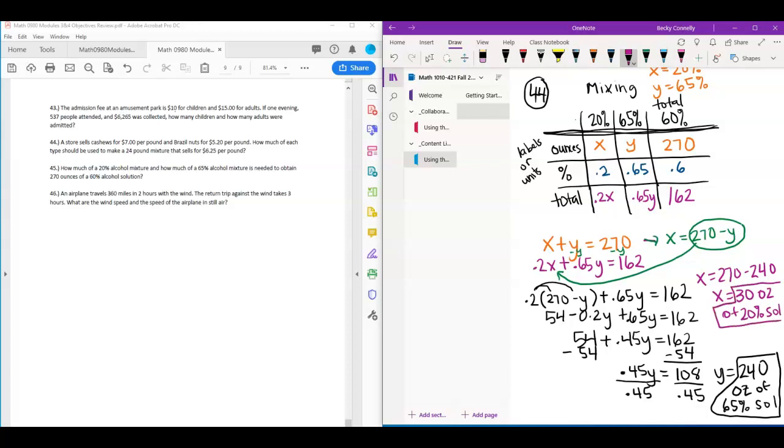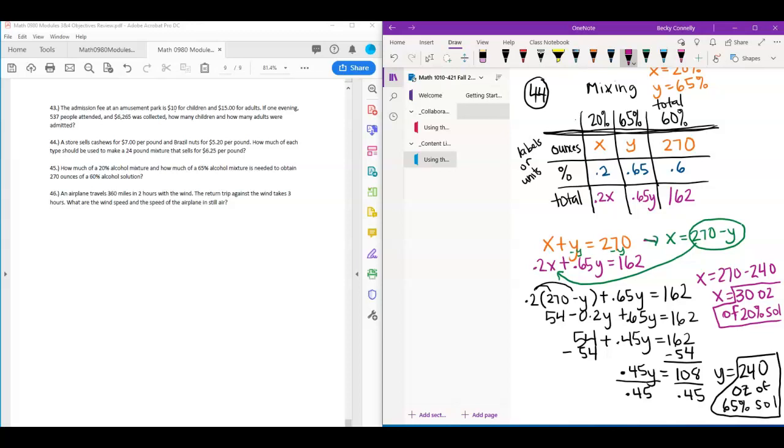Right? And it makes sense that there would be a lot more of the 65% solution because we're trying to get a 60% solution. All right, so it seems to make just logical sense that there should be more of that.